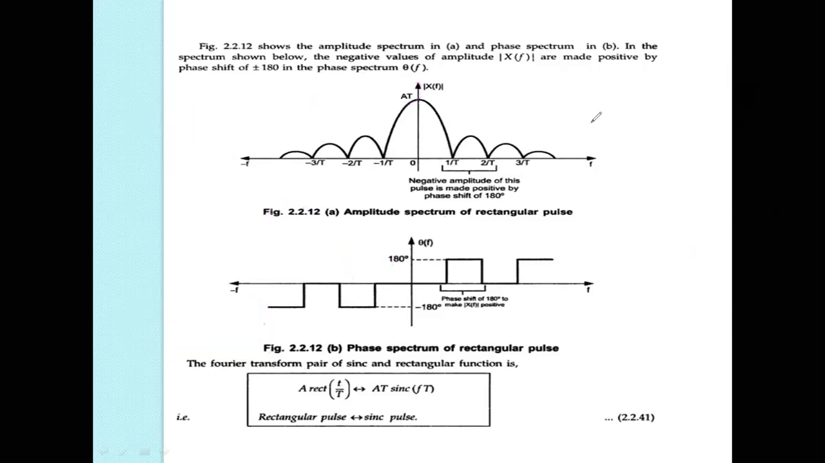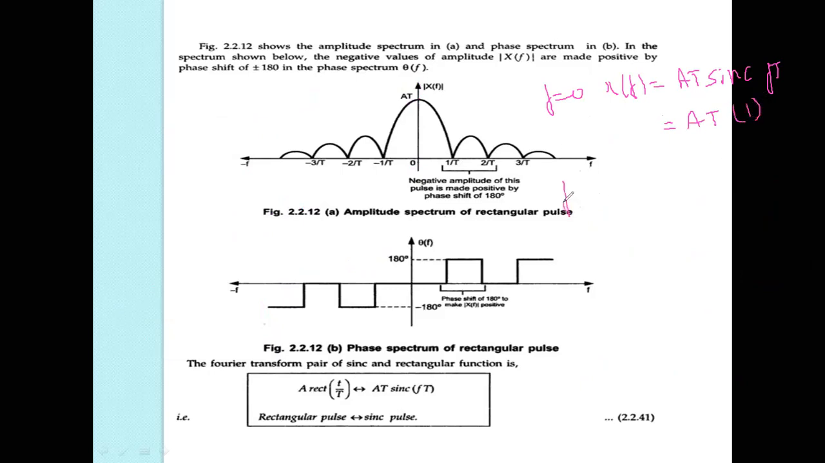So let us see the 1 by t. At f is equal to 0, x of f is equal to A sinc ft, and the value is A only, A into 1.